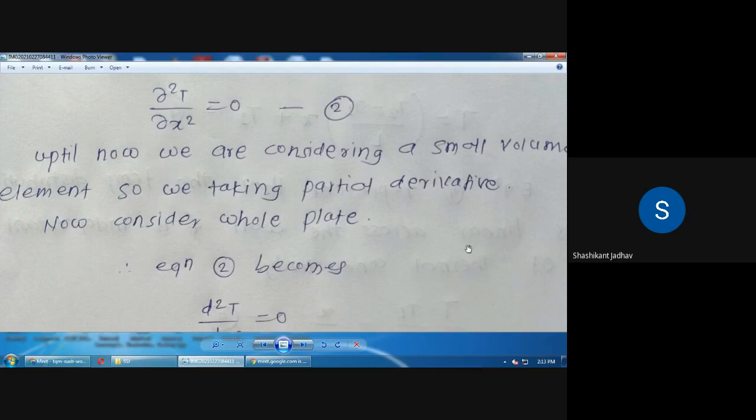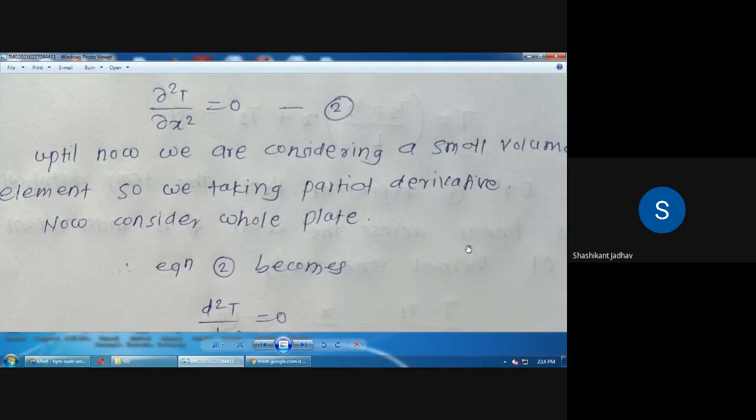Now consider the whole plate. In yesterday's derivation, we considered one small element, so we took the partial derivative. But now we have to derive the equation for the plane wall, where the whole plate is there. So we have to consider the total derivative. The equation we got, dou square T upon dou x square is equal to 0, is a partial derivative equation, so we have to convert it into a total derivative equation.